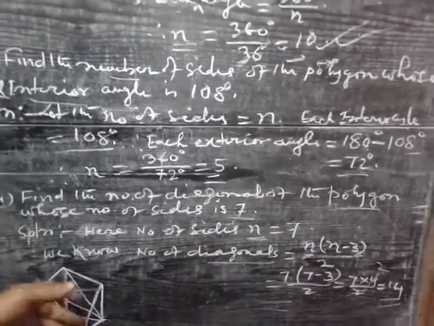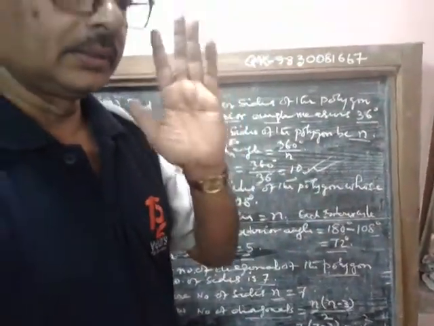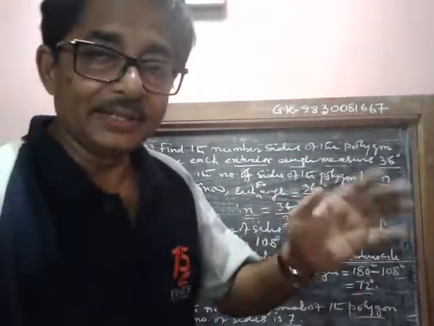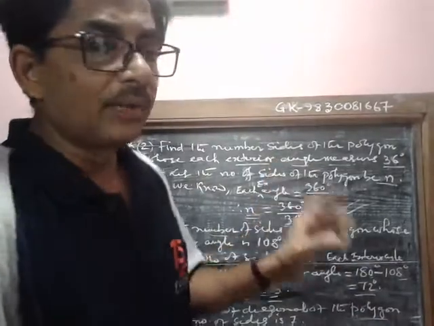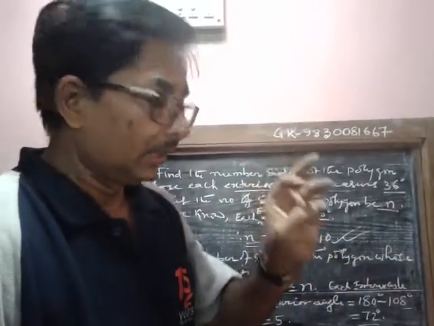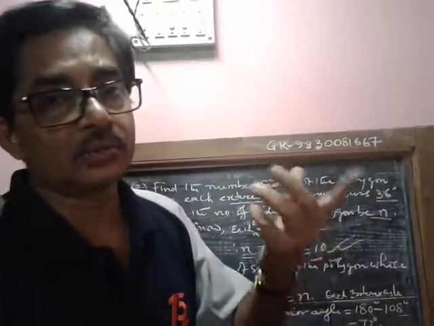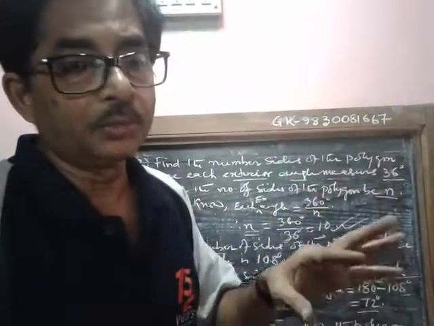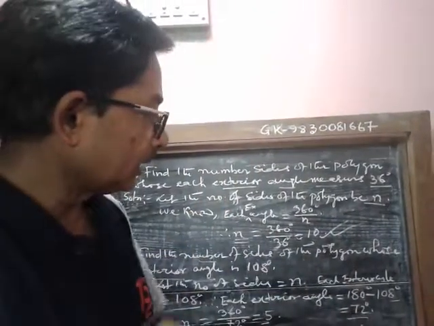In this way, you can find the number of diagonals of any polygon with any number of sides. Maybe if the interior angle is given, or the exterior angle is given, then you are able to find the number of sides, the measurements of the angles, exterior or interior, and also the number of diagonals. I do believe if you go through this whole video, you will be able to solve all sorts of problems, including these on polygons.